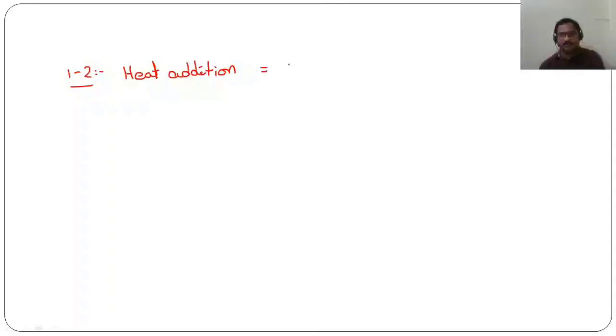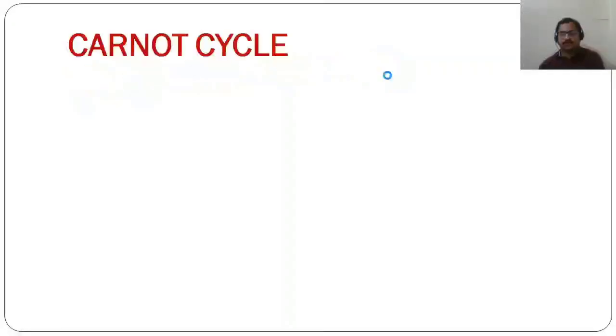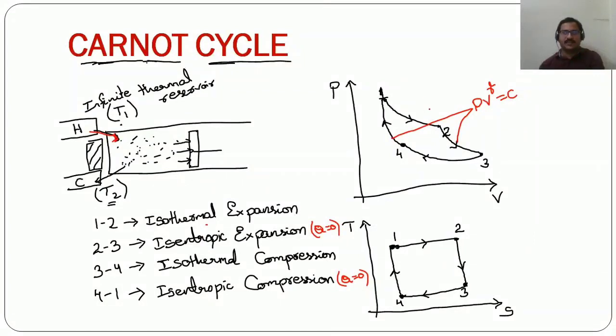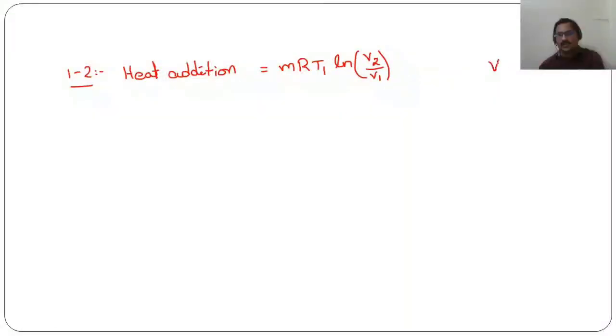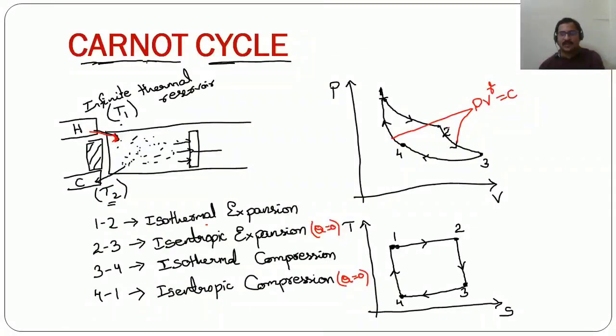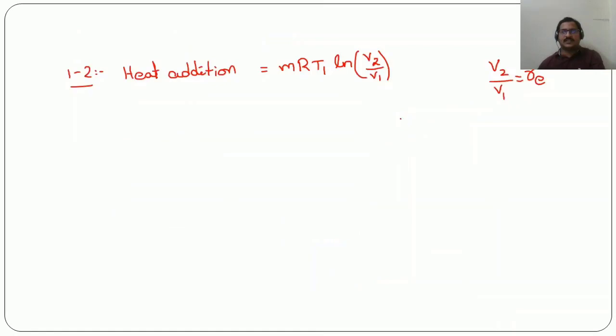So heat supplied will be equal to, as the process is isothermal, we need to use this formula MRT1 ln the volume ratio, which is V2 by V1. So volume ratio is V2 by V1 here. Now this V2 by V1, we call it the expansion ratio, because volume at the end of expansion is V2 and volume at the beginning of expansion is V1. Then we can write this as MRT1 ln RE, the expansion ratio.